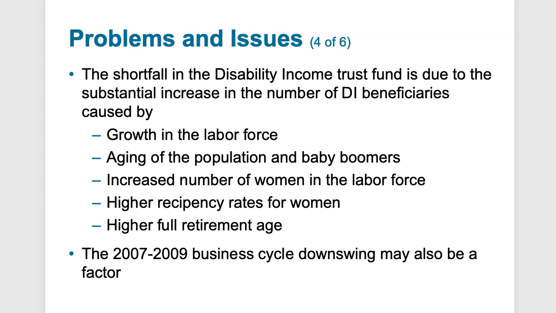Okay, other problems. If we look at the shortfall of the disability income trust, the separate trust, this is because the amount of people in the labor force has increased as the population has increased over time. So as the labor force has gotten bigger, more people can apply for disability because there are more people in the labor force. Then there's the aging of the population and the baby boomers, the largest generational slice we have, and as they get older, they're more likely to be disabled. So the older you are, the higher the chances are that you'll be disabled.